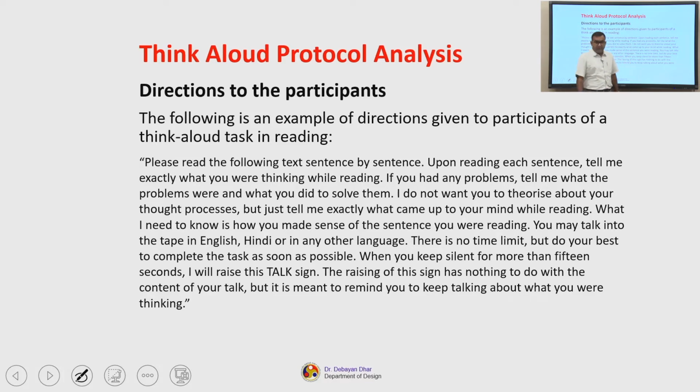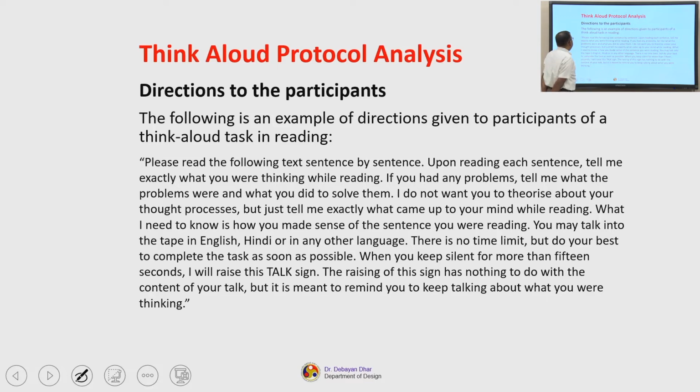Let us read the paragraph. The paragraph is this: please read the following text sentence by sentence. Upon reading each sentence, tell me what you were thinking while reading. If you had any problems, tell me what the problems were and what you did to solve them. I do not want you to theorize about your thought processes, but just tell me exactly what came up to your mind while reading. What I need to know is how you made sense of the sentence you were reading.